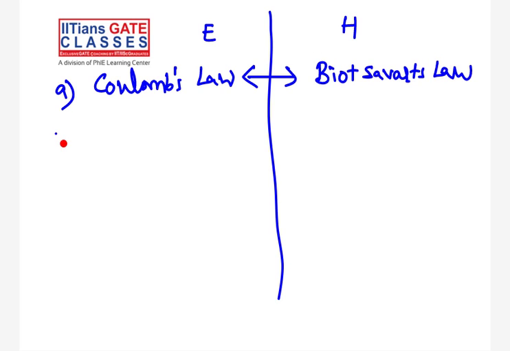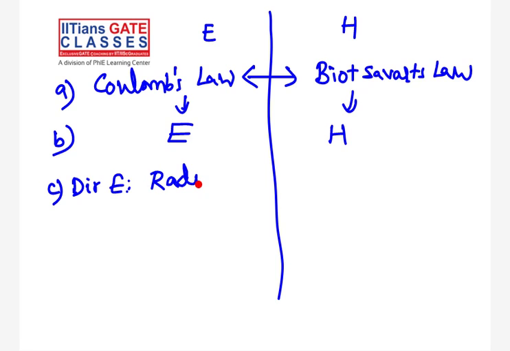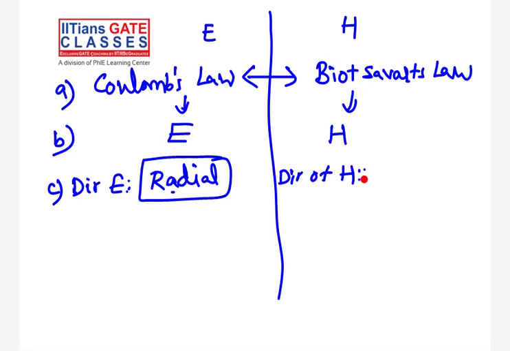And the second comparison: from Coulomb's law, you are able to define the electric field intensity. Similarly, using Biot-Savart's law, you are able to define the magnetic field intensity. The third point: the direction of electric field intensity is radially away from or radially towards the source. It's a radial direction. So the direction of magnetic field will be the cross product of the current direction with the radial direction.